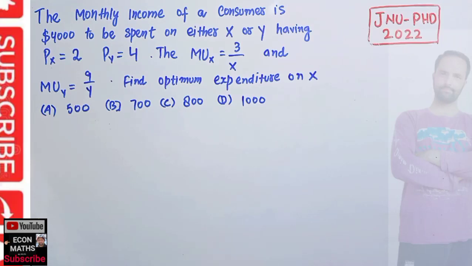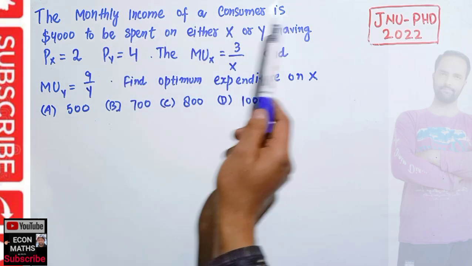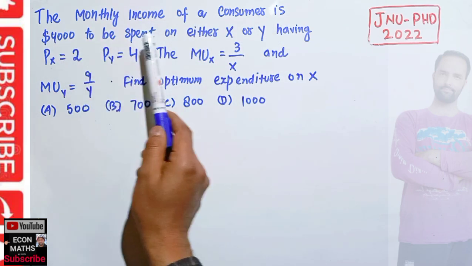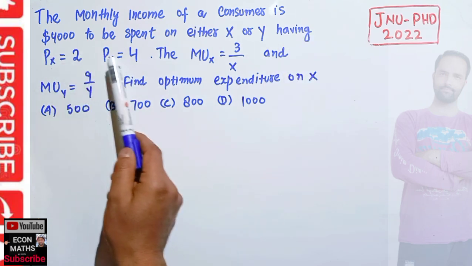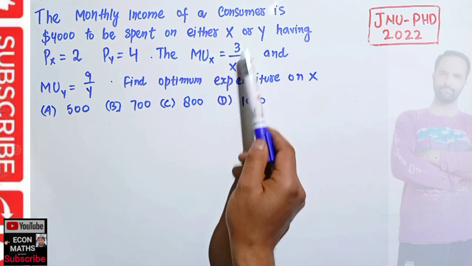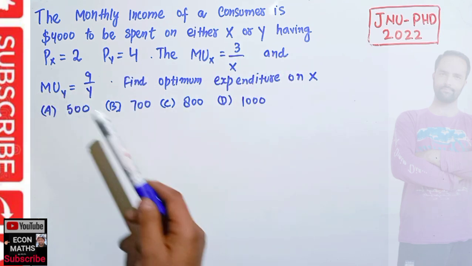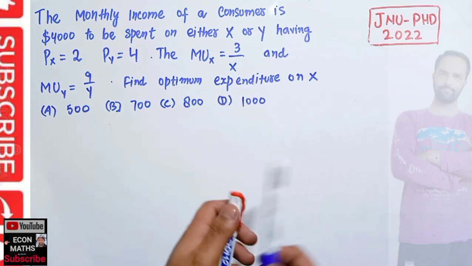The question is to find out the optimum expenditure. The question goes like this: the monthly income of a consumer is $4,000 to be spent on either good X or Y, having the price of good X is $2, price of good Y is $4. The marginal utility of good X is 3 upon X and marginal utility of good Y is 9 upon Y. We have to find out the optimum expenditure on good X.